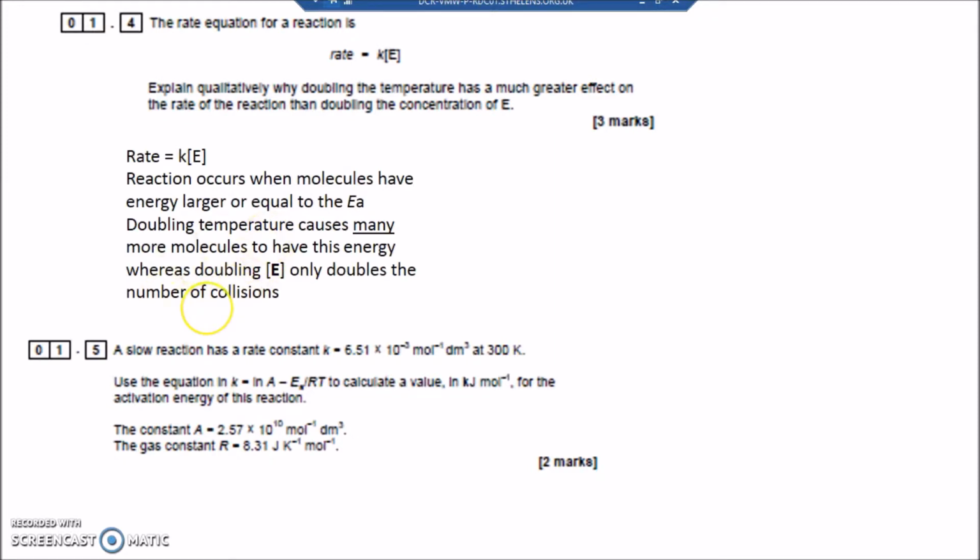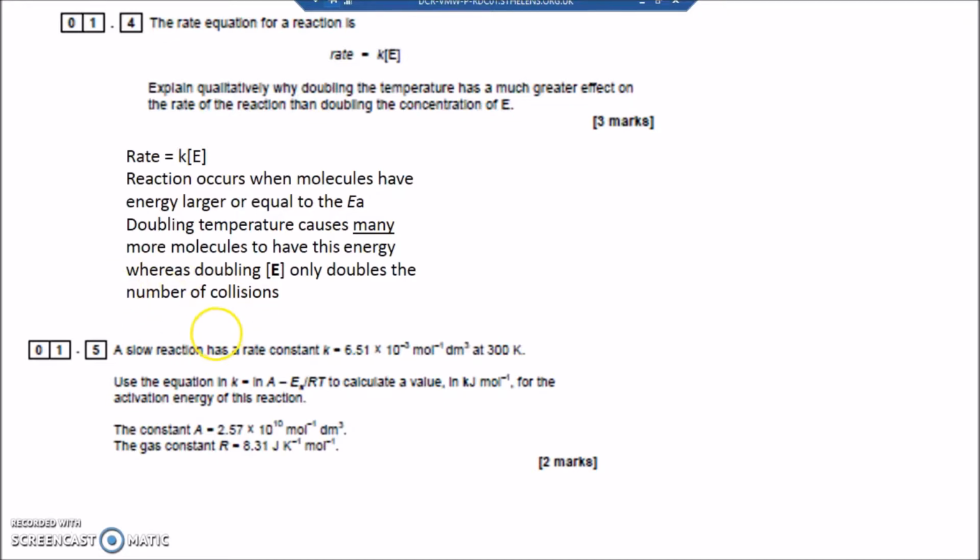So there's three parts for that. First of all, saying that a reaction occurs only when molecules have an energy equal to or larger than the activation energy, or activation energy is the minimum amount of energy required for a reaction to occur. Doubling the temperature causes many more molecules to have that activation energy, whereas doubling the concentration of E only doubles the number of collisions, and therefore the collisions may not be successful.